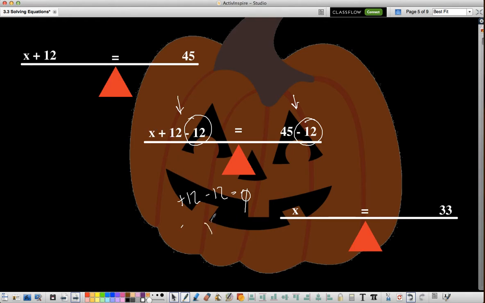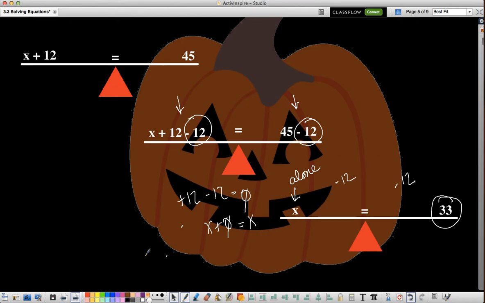And then x plus 0, well, we know that anything plus 0 is itself. So that's how we get the variable all by itself, which is what we want when we're solving equations. Then we do 45 minus 12 and we get 33. And we're balanced because we subtracted 12 over here and we subtracted 12 over here. So we stayed the same on both sides.